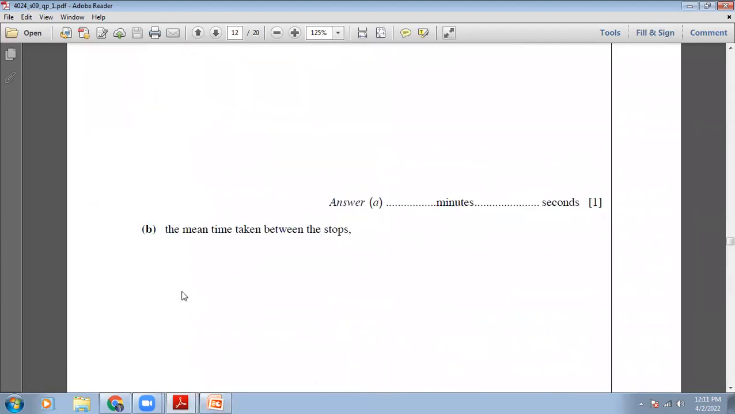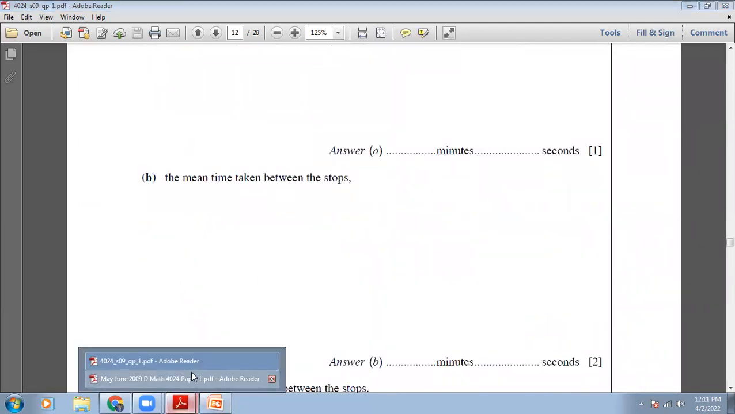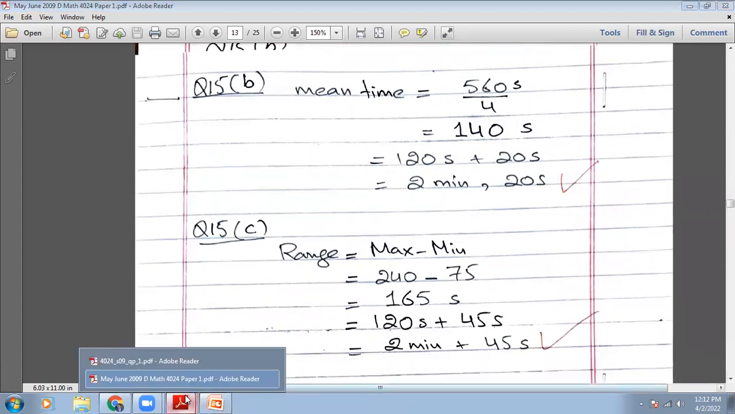Okay. Then their question is the mean time taken between the stops. So there are 4 stops. Total time is 560 seconds. The total stops are 4. So 560 divided by 4, that will be 140 seconds. That's the average mean time. So it means 120 seconds plus 20 seconds. 120 means 2 minutes, and 20 seconds will remain as it is. So 2 minutes and 20 seconds. That's the mean time.